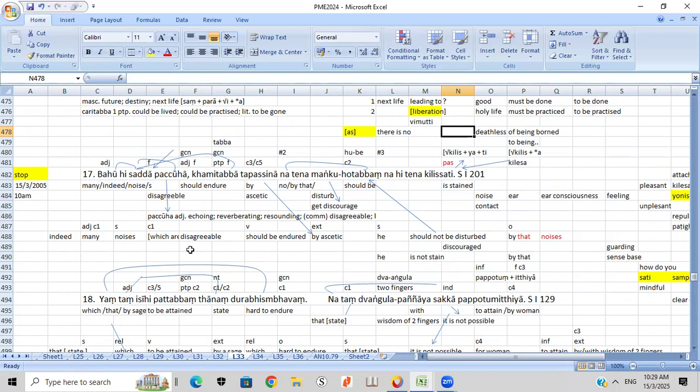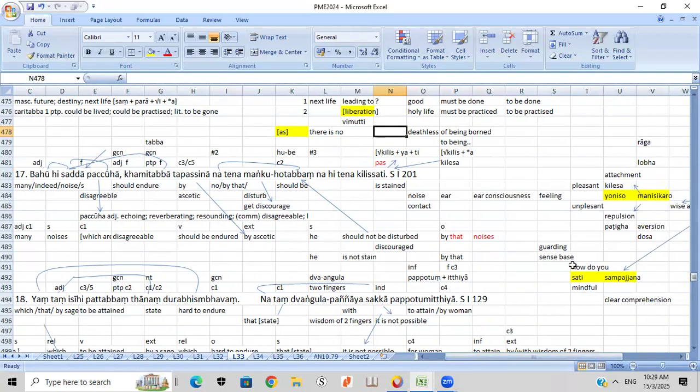So this is disagreeable. In this case, he is talking about the state of the mind. That means for the disagreeable, you should endure. How do you endure? You basically do this: Sati Sampajanna, Yoniso Manasikara. Both of them are needed. That's how it goes. All right.